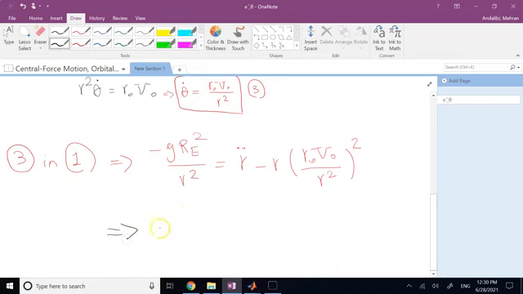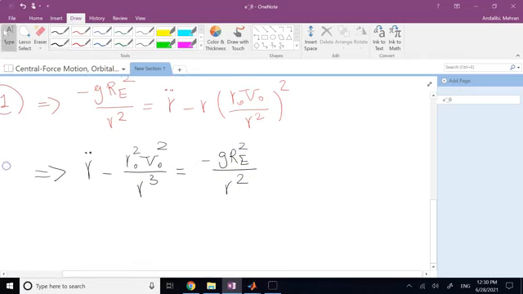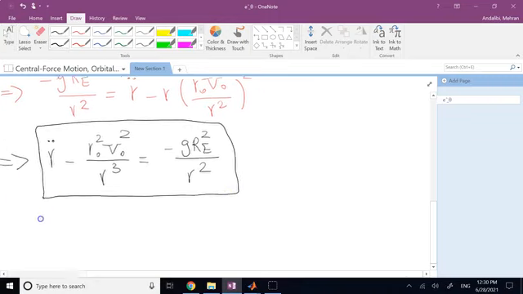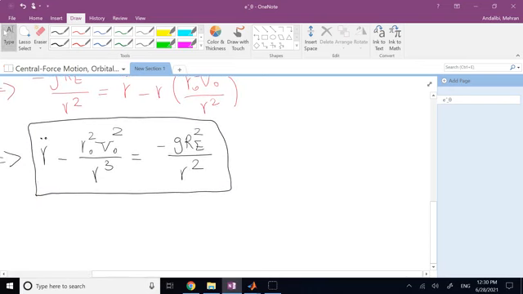So now if you do it, you will get r double dot minus r0 squared v0 squared divided by r cubed is equal to negative g r e squared over r squared. And now this is that ODE I was talking about, pure in terms of r. There is no theta in it, so I could decouple my r. The problem is this is a second order ODE which is nonlinear, because I have r squared term and r cubic term, and they are in the denominator.